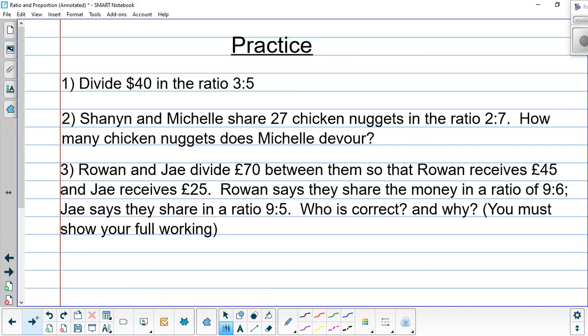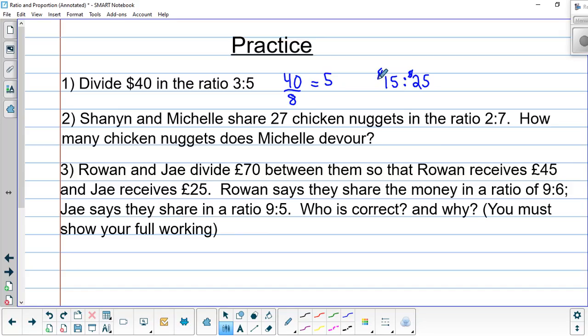Okay, so we're dividing $40 in the ratio 3 to 5. So that means that we're doing 40 and dividing by those parts when we add them together. 40 divided by 8, which is 5. Now if we multiply back into our ratio, 3 times by 5 is 15, and 5 times by 5 is 25. And putting in our units can be helpful.